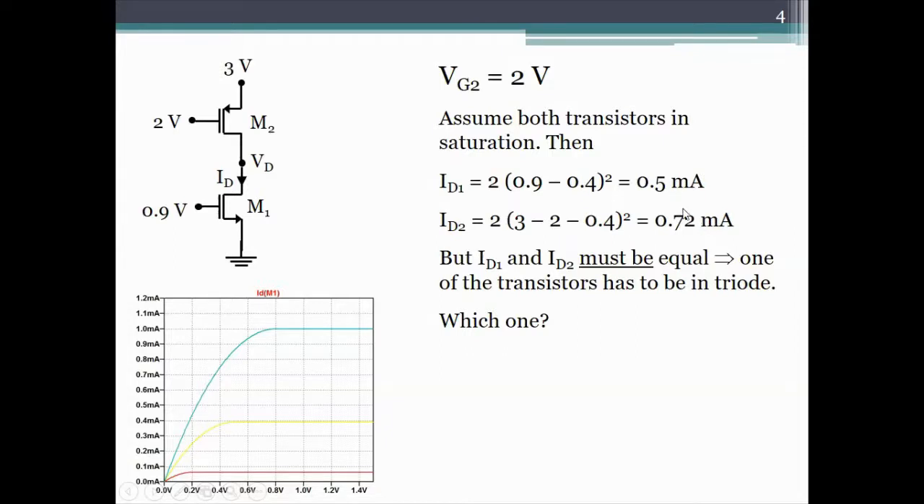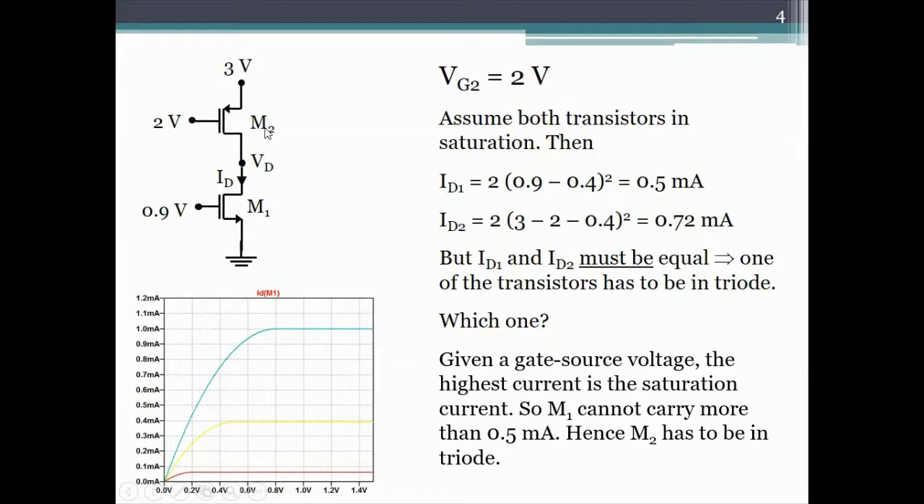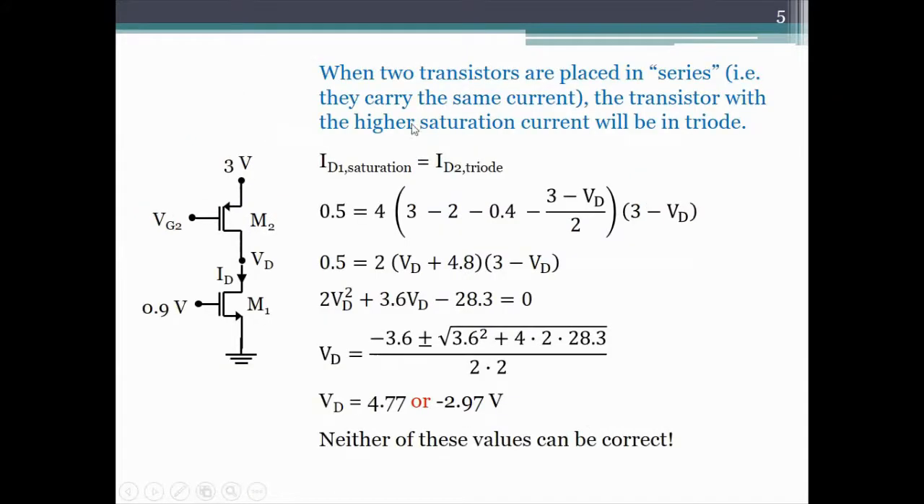Alright, whenever you have two transistors in series, and the saturation currents are not equal, the transistor that has a larger saturation current must go into triode. Alright, so that is what will happen. Okay, so I put this in blue because it's a very important thing to remember. Alright, so in this circuit, M2 will go into triode.